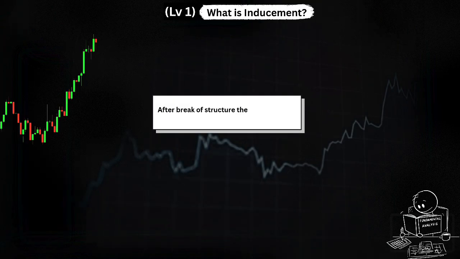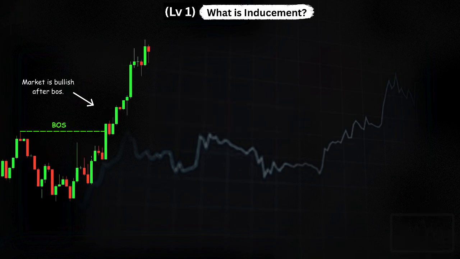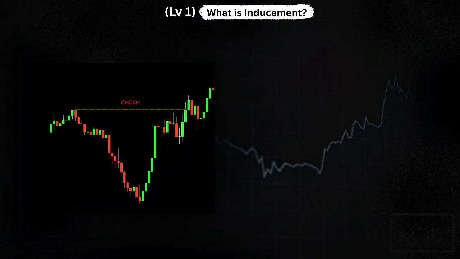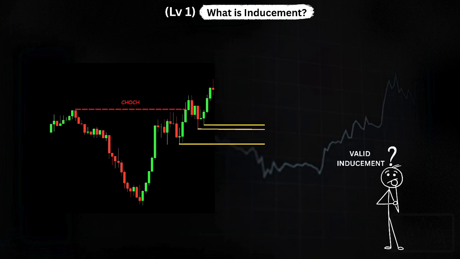After a break of structure, the first pullback is known as inducement. Here, the market is bullish after the break of structure, and this will be our valid pullback. So, the first pullback will be considered as inducement. It looks easy? Now pause the video and tell me, which one is the valid inducement?